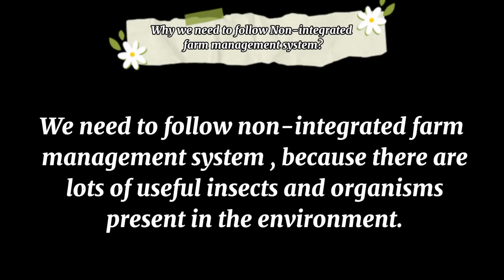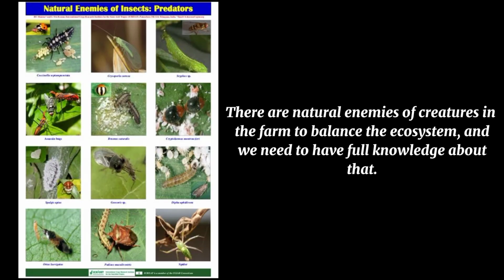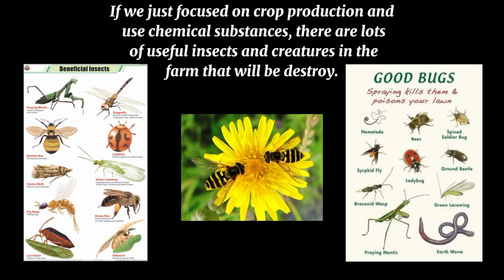We need to follow a non-integrated farm management system because there are lots of useful insects and organisms present in the environment. There are natural enemies of creatures in the farm to balance the ecosystem, and we need to have full knowledge about that. If we just focus on crop production and use chemical substances, there are lots of useful insects and creatures in the farm that will be destroyed.